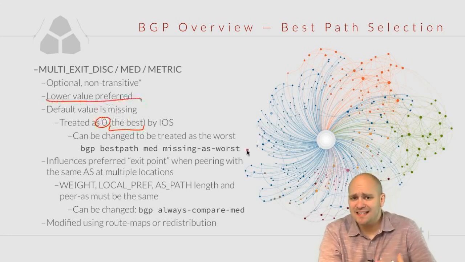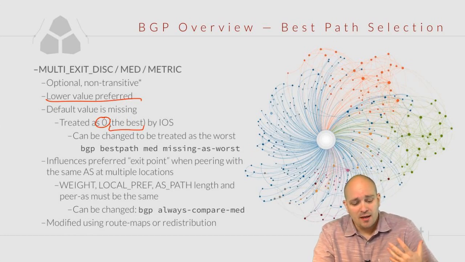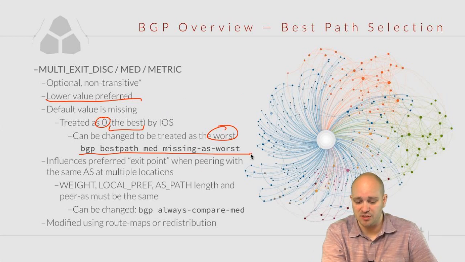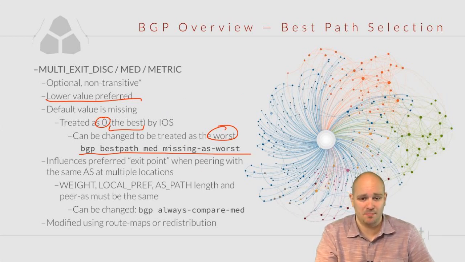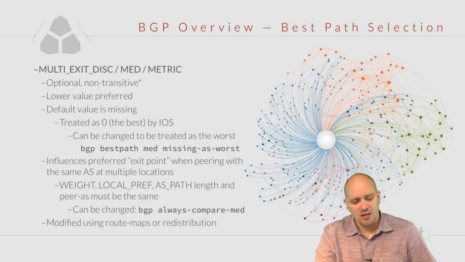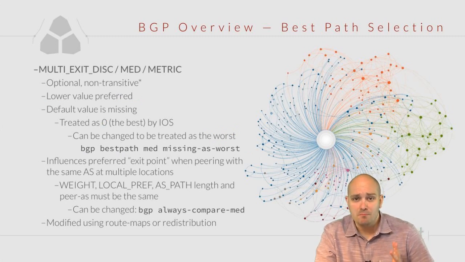However, this can be modified in IOS. If there is no MED, if it's missing, it actually ends up being treated as the worst possible value. This can be done in the BGP process globally with the command bgp bestpath med missing-as-worst. What BGP MED does is influence a preferred exit point when peering with multiple peers in the same AS. Let me give you an example of that.